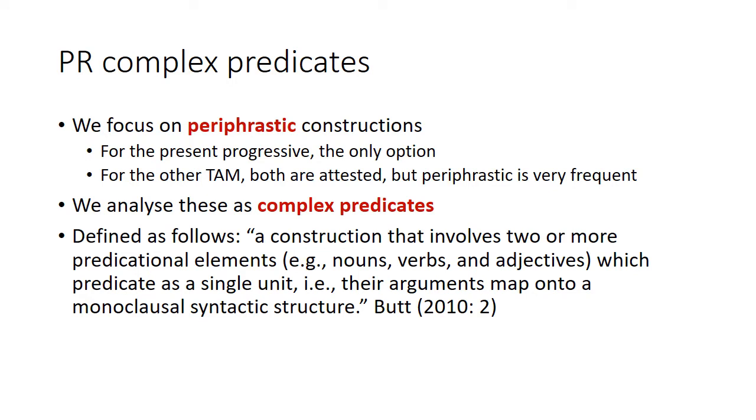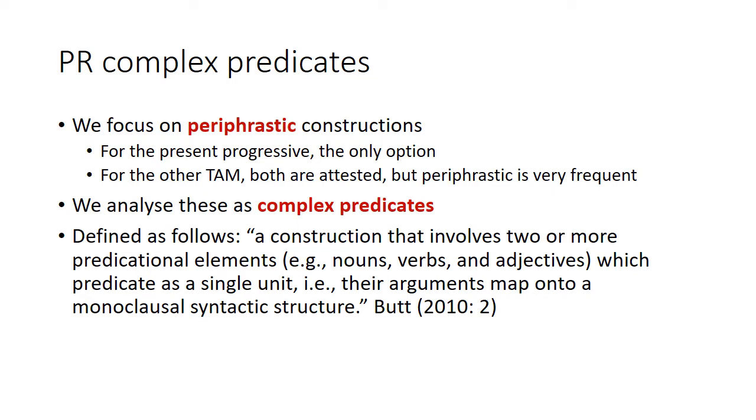The periphrastic construction is a construction that involves 2 elements, one part that gives the meaning of the verb and another part that hosts the inflection. In the present progressive, the periphrastic construction is the only option. But in all the other tense aspect combinations, you find both periphrastic and morphologically inflected verbs. In these conditions, the periphrastic one is still very frequent.